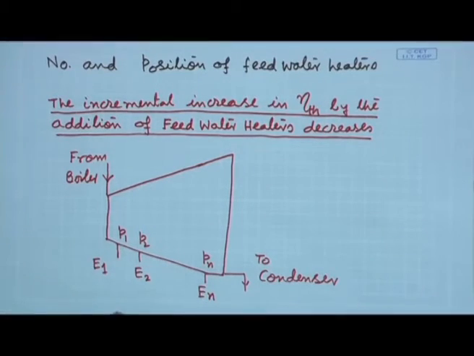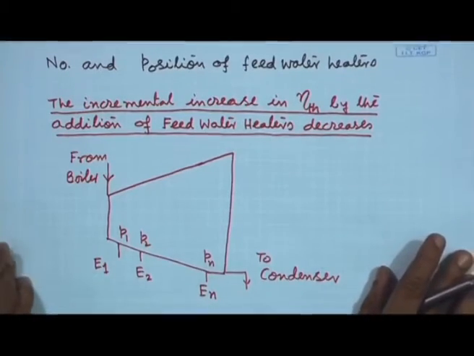So, how should I decide regarding P1, P2, Pn etcetera for a good plant design? Without going into derivation, this can be derived, but let me explain how it is done or how ideally it could be done.